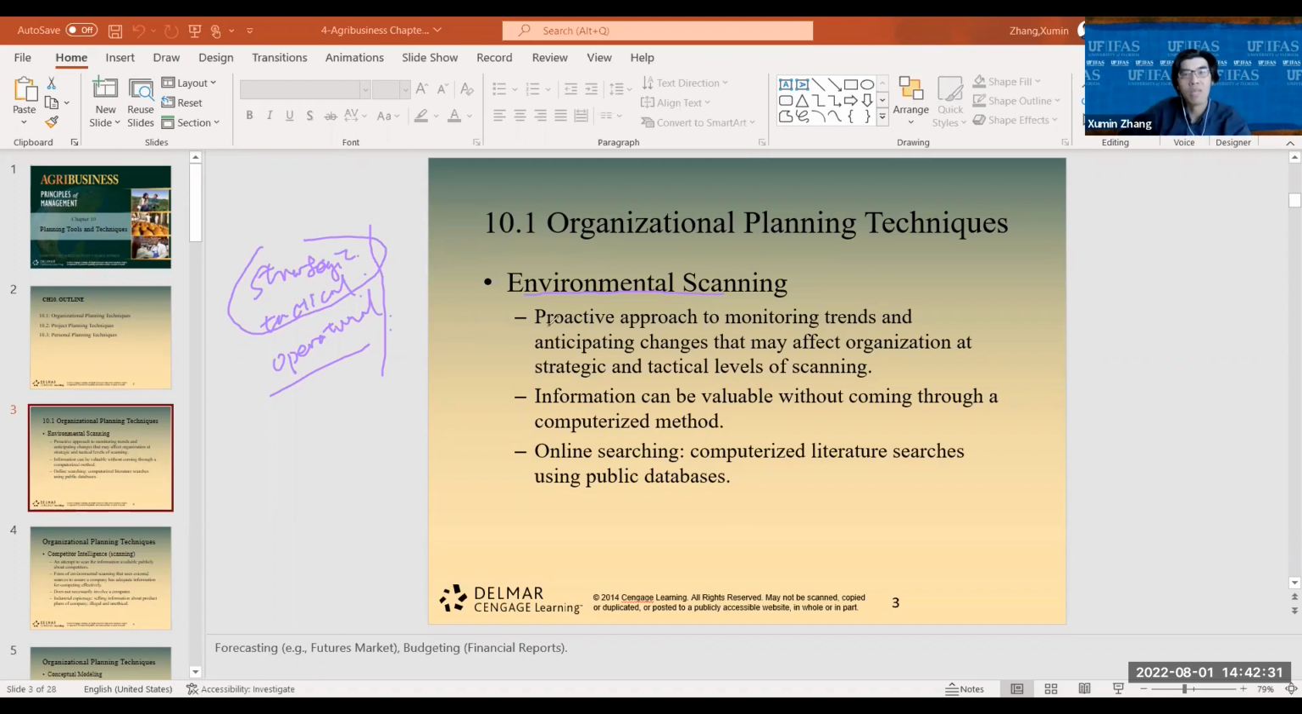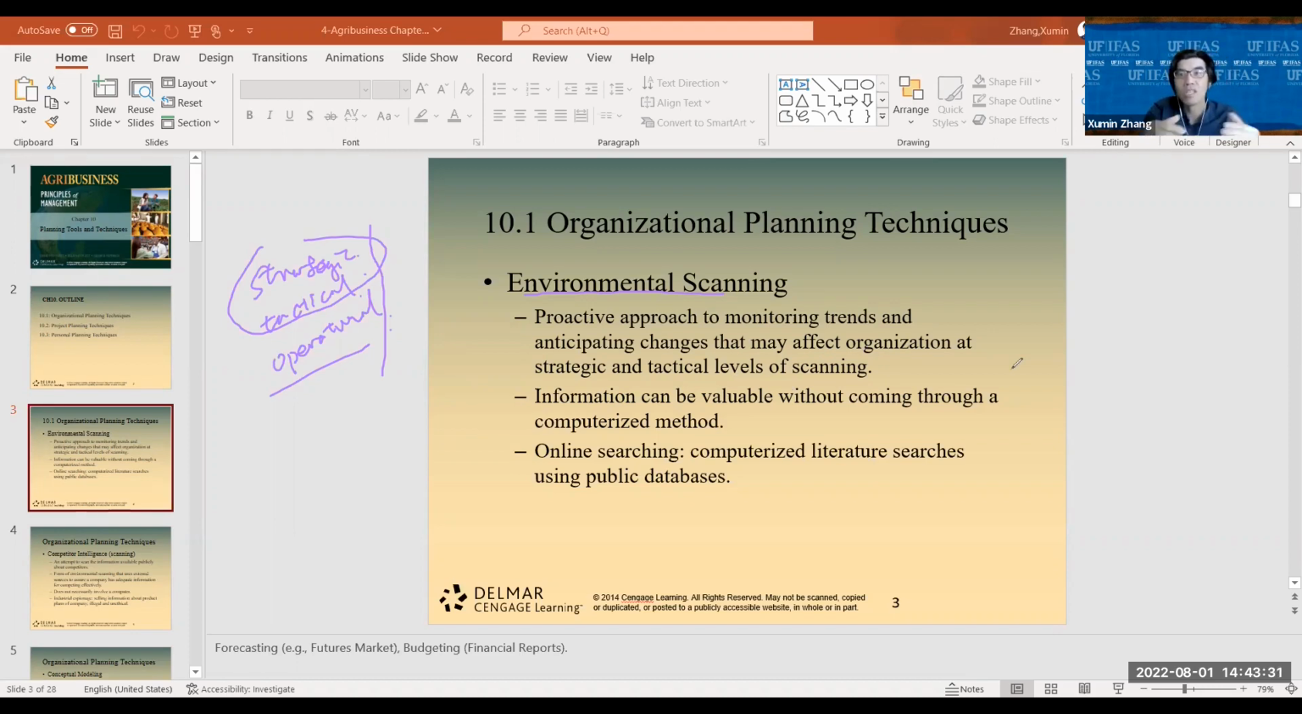The first thing is we need to proactively monitor the trends and anticipate change: the market trends, consumer preference changes, and other companies, the competitors, whether they are growing faster or whether any substitute products pop up. We need to be very sensitive. All those factors, if you remember, we talked about as the competitive forces. Those will affect our strategy and our tactics. This is also called an environmental scan.